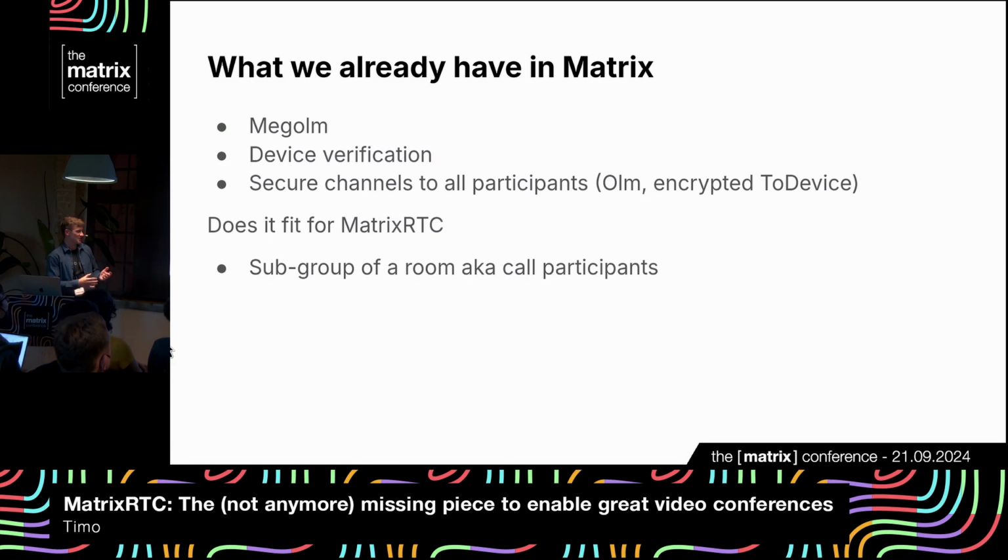And now the question is basically how to use those things the best way possible to enable encryption in MatrixRTC. Because what we had as a requirement is that we don't just take the whole room as a secure group for calling, but we wanted to make it possible that if you have a room with 100 people and there are 5 people in a call, only those 5 people can encrypt the streams.